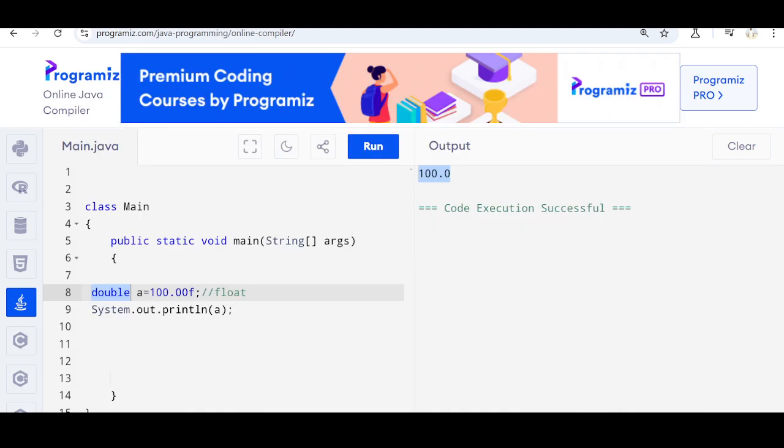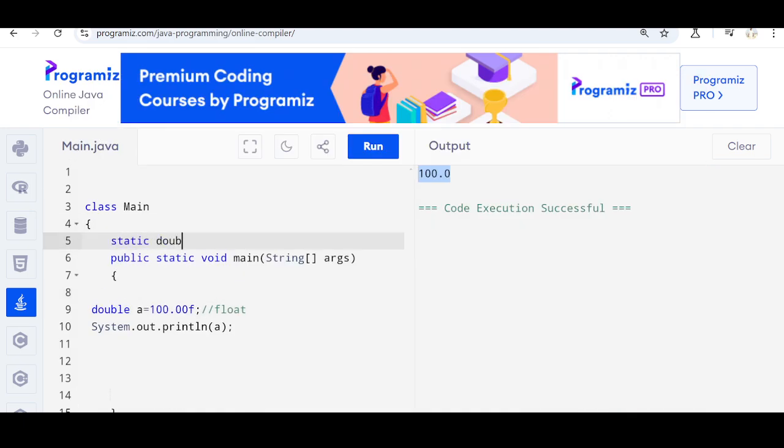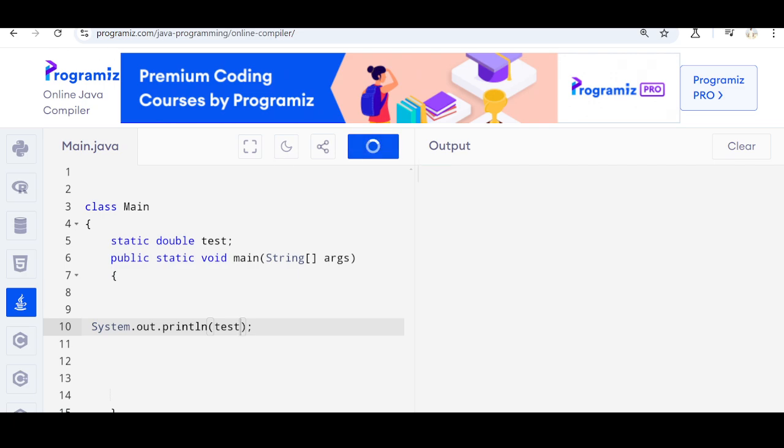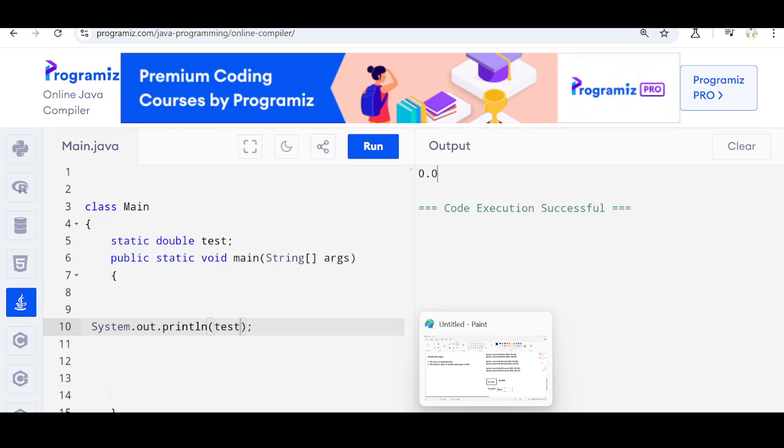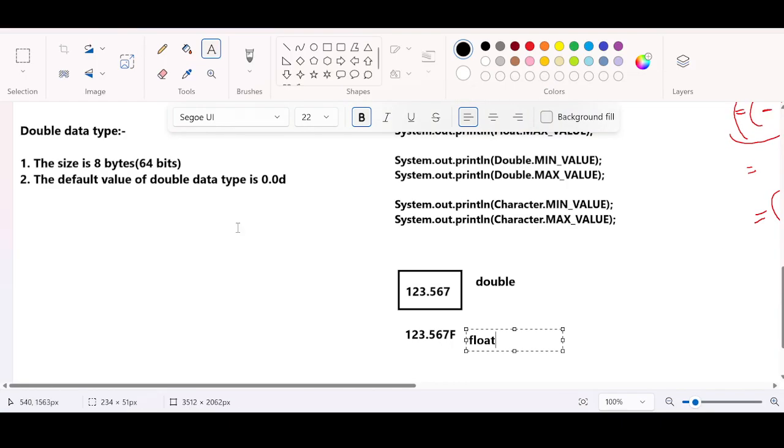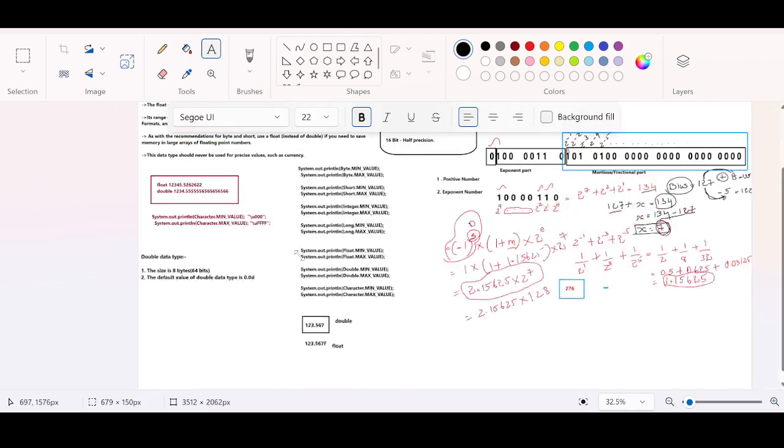Let's talk about the default value. To understand this, I am taking a variable like static double test. I'm not assigning any value to this test variable. I just want to print it. I'm accessing that variable directly. When you access that variable directly, you will get a default value. But look at this, it says only 0.0, where the d is missing. You don't see the suffix d, but internally the compiler is considering the d as well, but it will not get printed on the console. So when someone asks what is the default value of the double data type, you should say it's 0.0d. You should not miss this suffix.